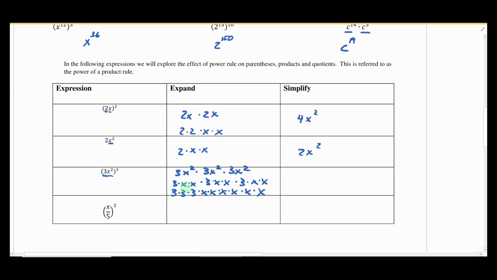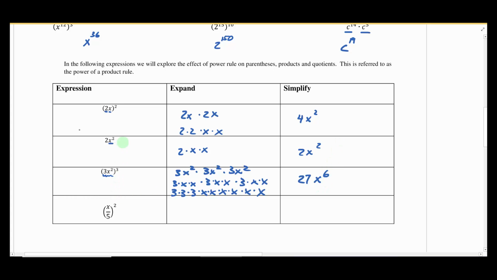The 3 times 3 times 3, we want to just go ahead and evaluate that. So 3 times 3 is 9, 9 times 3 is 27. So we'll get a 27 in our final answer, and then we just count up the x's. So 1, 2, 3, 4, 5, 6. This will be x to the 6th.